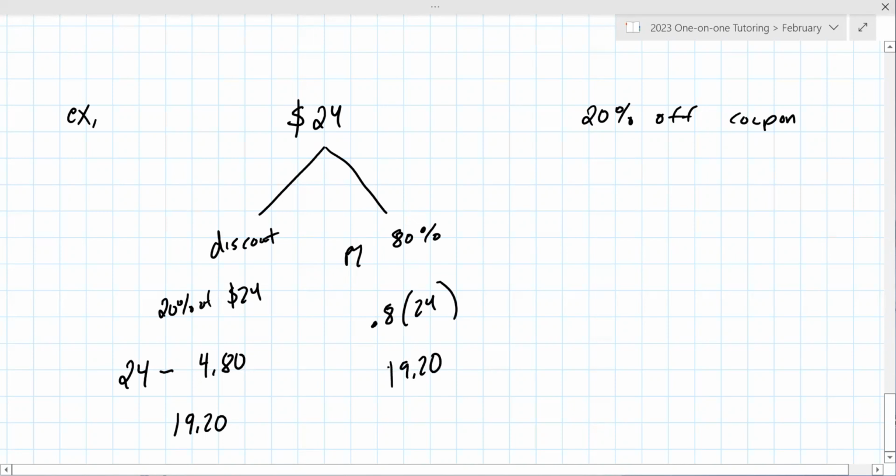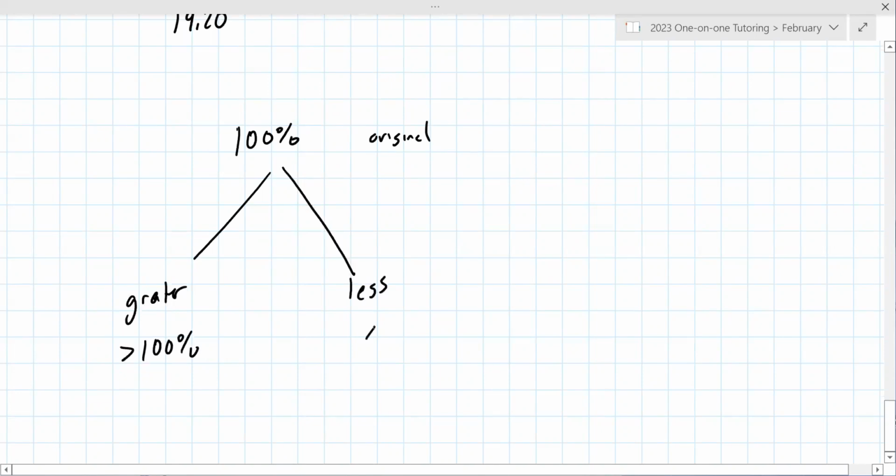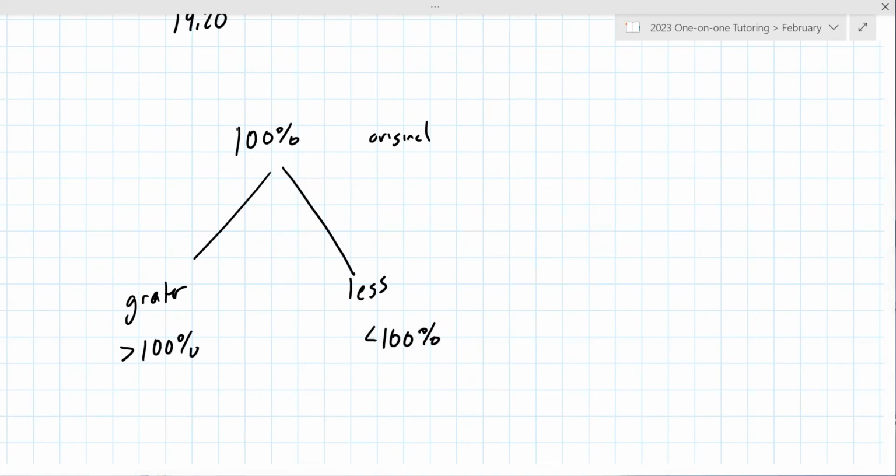What I'm trying to summarize here is that 100% is sort of the original. And so if the new price is greater, then it's going to be greater than 100%. If the new price is less, it's going to be less than 100%. Right, okay. Is that clear? Yes, thank you.